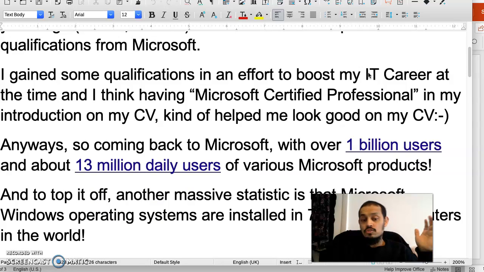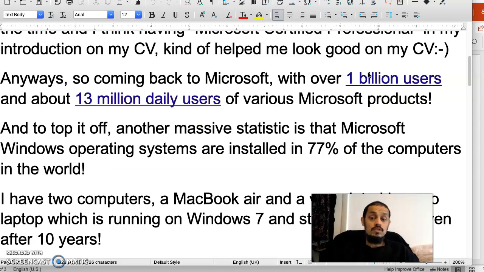So anyways, coming back to Microsoft, with over 1 billion users and about 30 million daily users of Microsoft products worldwide. And to top it off, another massive statistic is that Microsoft Windows operating systems are installed on 77% of the computers in the world.